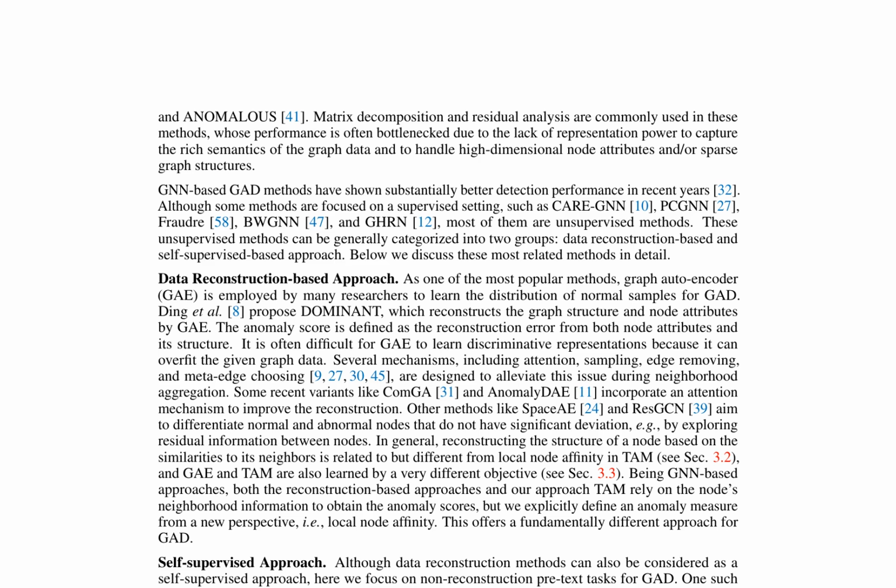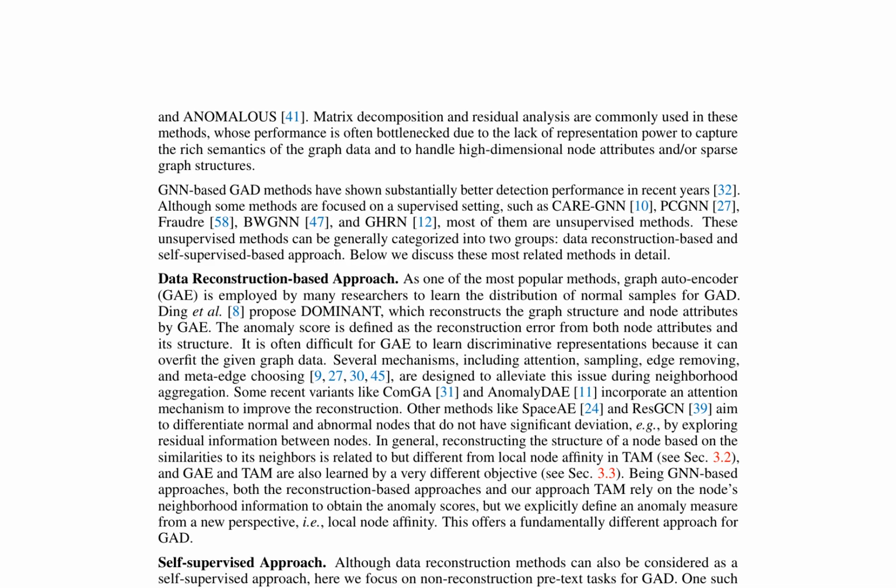These methods can be categorized into 2 groups: data reconstruction-based and self-supervised-based approaches. Data reconstruction-based approaches, such as graph autoencoder (GAE), learn the distribution of normal samples for anomaly detection. The anomaly score is typically defined as the reconstruction error from both node attributes and structure. However, GAE can overfit the given graph data, and various mechanisms, including attention, sampling, edge removing, and meta-edge choosing, are designed to alleviate this issue.